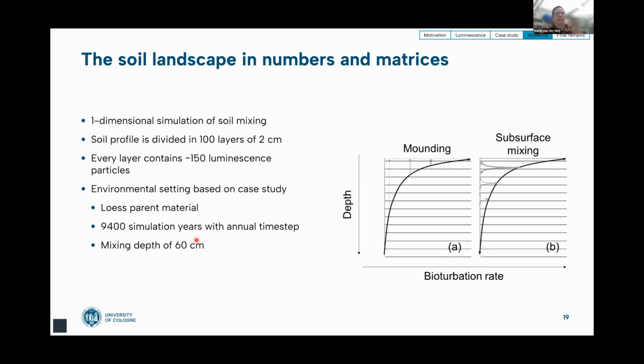So what we did, we translated the soil landscape system into numbers and matrices. It was a one-dimensional soil profile, only with a vertical dimension, with a certain amount of layers, with a certain thickness, with a certain amount of particles which were included. And we based the environmental setting on the case study that we have. So we used the same type of soil material, the same duration of bioturbation for this period, and the same mixing depth. With that, we tried to simulate what's happening in the soil.